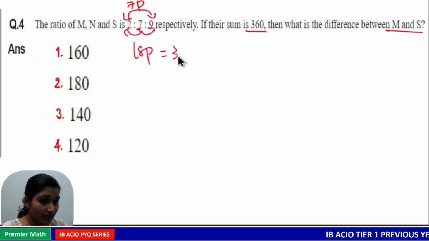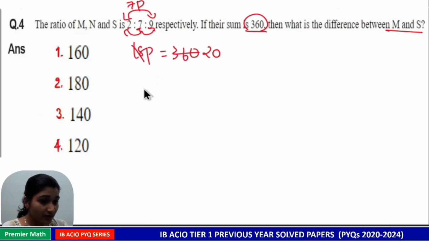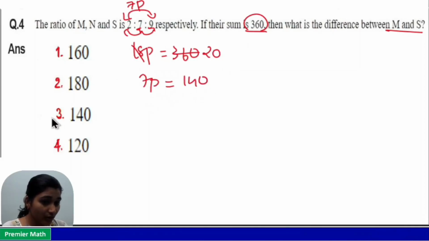So 18 parts is equal to 360, the original sum. 18 goes 20 times in 360. 1 part is 20, which means 7 parts, the difference, is 140. Option 3 is your answer.